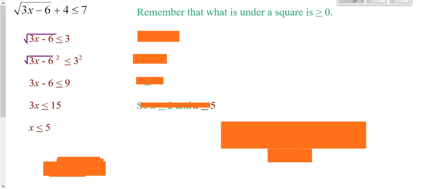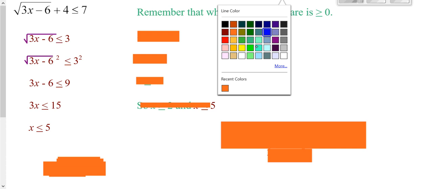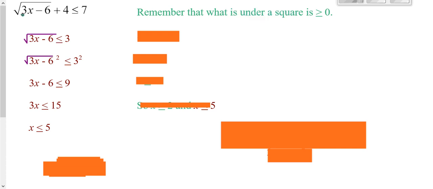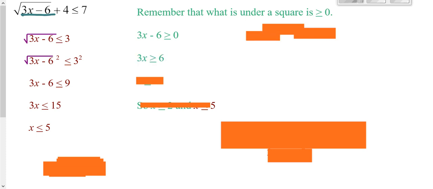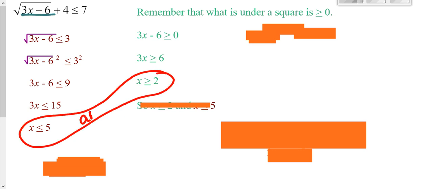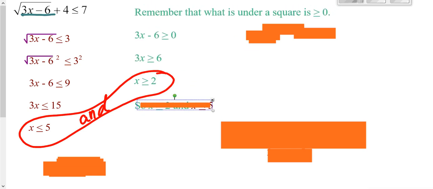However, you need to remember that what is inside of your root can't be negative. So what's inside of your root can't be negative, means it has to be greater than or equal to 0. So now we have to solve that. We could add 6 to both sides, divide by 3, and we get this. So we need both of these answers to occur at the same time. Technically, there's an AND statement between these, because we need this over here and what's inside of your root to be positive. So we need both of these. So we're going to graph that.